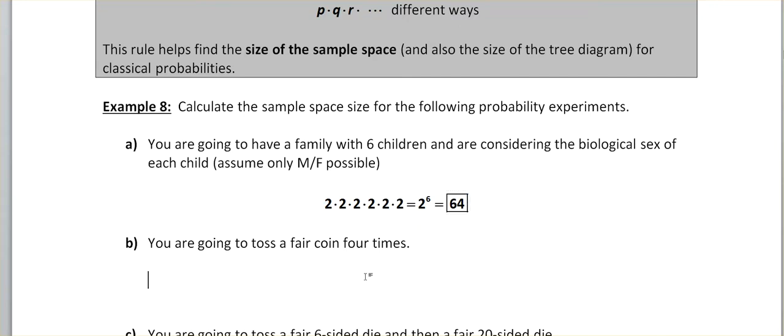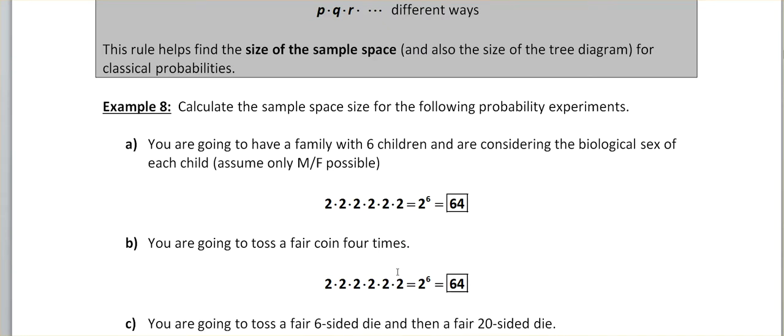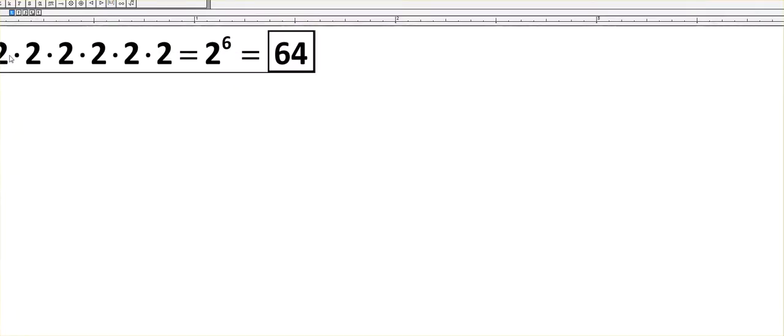Now, we're going to toss a fair coin 4 times. Well, when you toss a coin, you're really interested in heads and tails. And just like with the biological sex of children, we assume that there's only heads and tails possible, which is actually not true. You technically can flip a coin and have it land on the edge and stay there. It's pretty rare. It's about a 1 in 10,000 shot, but nevertheless, it is possible.